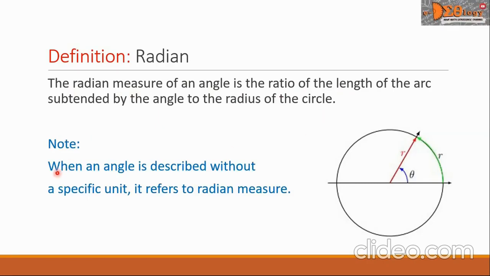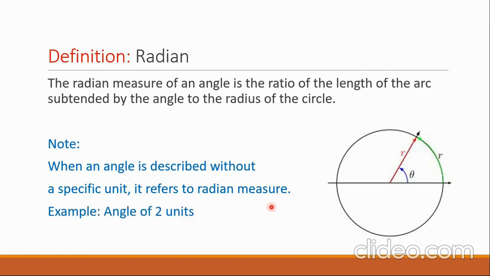Take note, when an angle is described without a specific unit, it refers to radian measure. Example, angle of 2 units. This means this 2 is in radian measure.